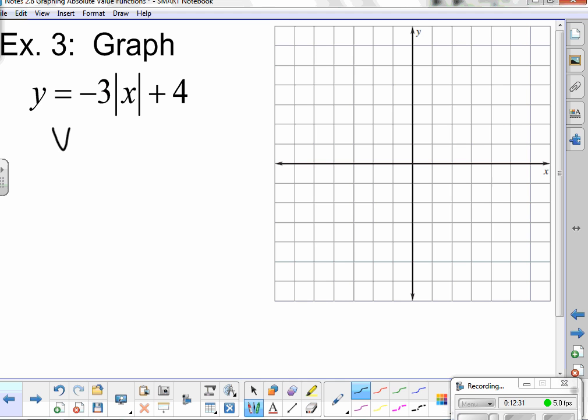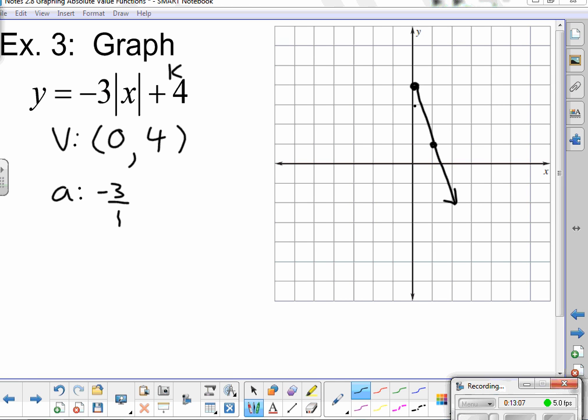Looking at this one, vertex. Now, this is K. There's nothing on the inside, so that's going to be a 0. Your H is a 0 because there's nothing on the inside with the X, so K is a 4. Your slope is going to be -3 over 1. So start at 0, go up 4. -3 over 1 means down 1, 2, 3 over 1 this way. Now if you notice, when I connect my vertex to the point, it's going to be upside down.